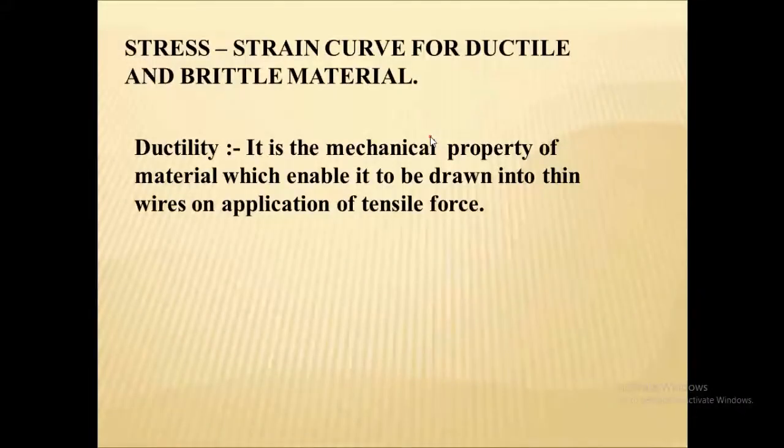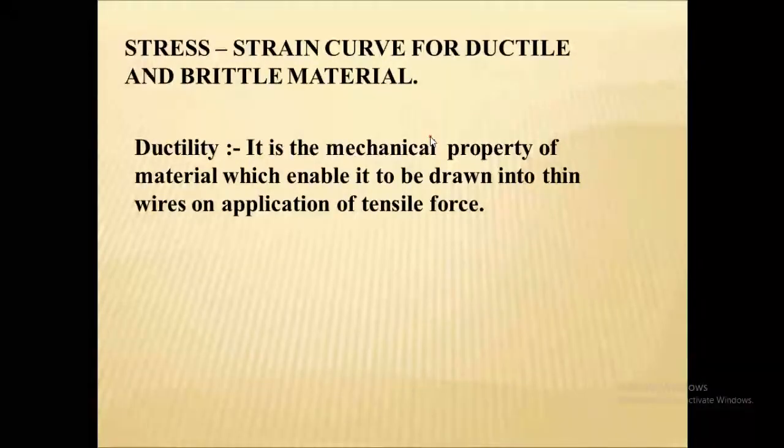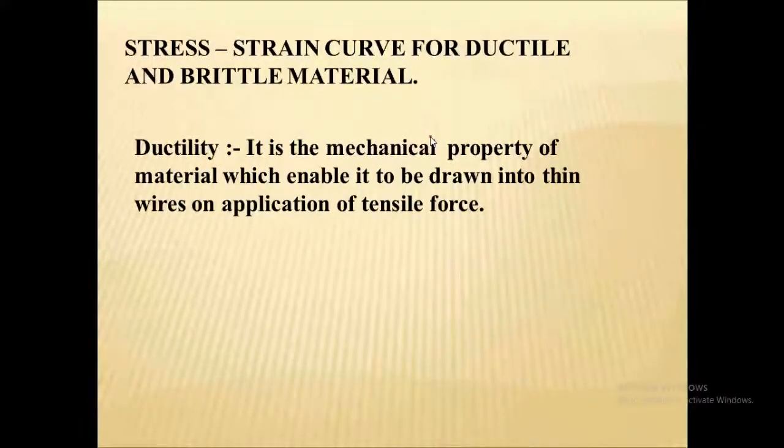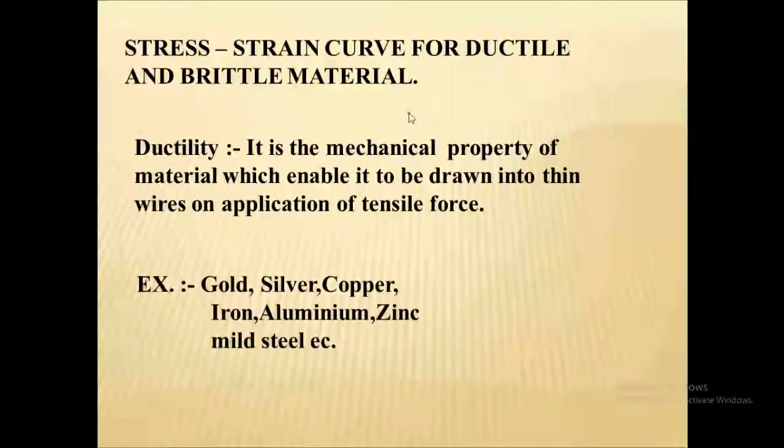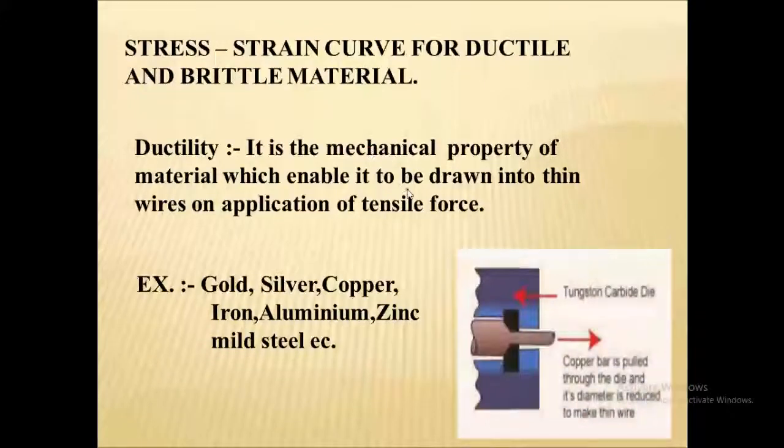So ductility, it is the mechanical property of a material which enables it to be drawn into thin wire on application of tensile force. The examples are gold, silver, copper, iron, aluminium, zinc, mild steel, etc. These are the examples of ductility, that is a mechanical property.